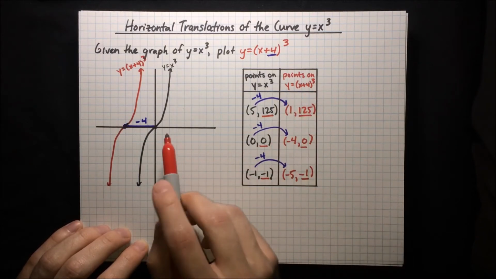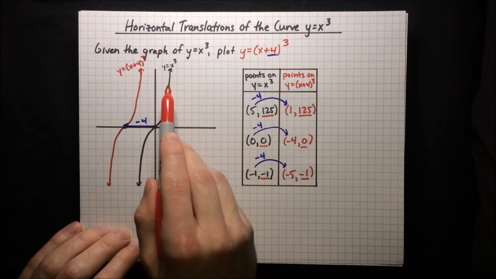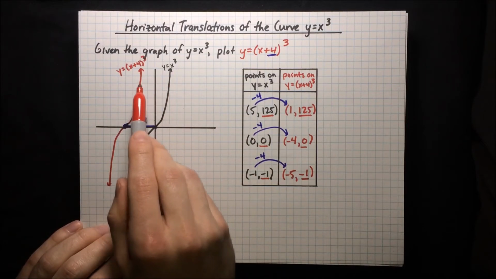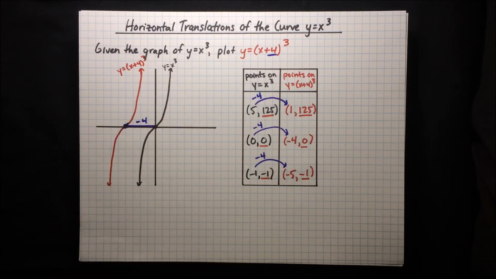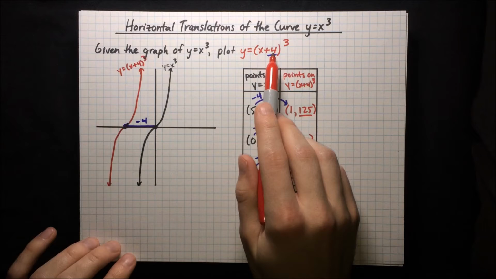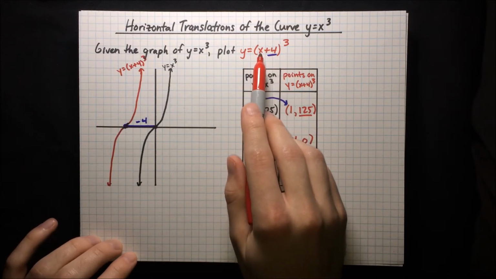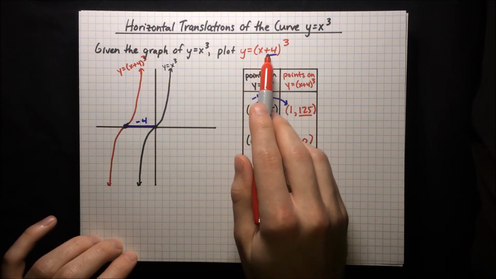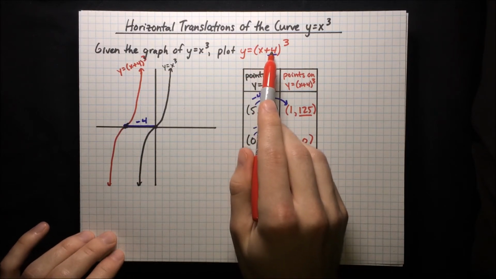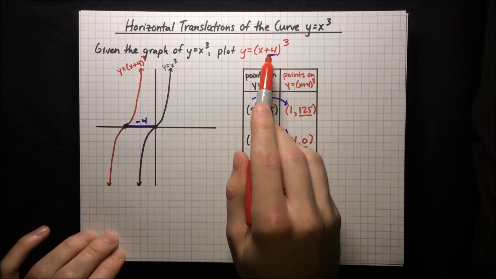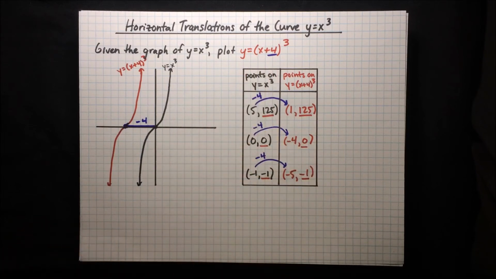So every point is going to stay the same height, but move 4 units in the negative direction of x. Perhaps even more intuitively, adding 4 inside of the cube means that x has to decrease by 4 in order to yield the original result. That is, in order to cancel out that plus 4 and get the same y value, we have to decrease x by 4.